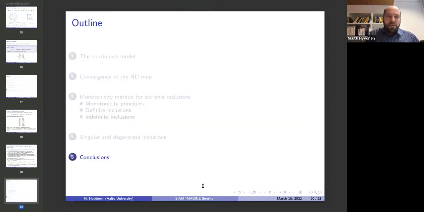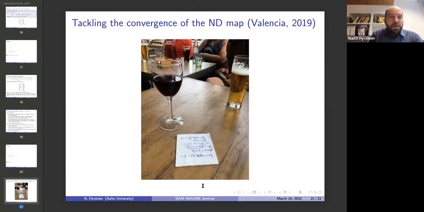And finally, conclusion. Although this is a really well organized seminar series, and it's nice to give talks here also, it would be really nice, as I mentioned to begin with, to actually get to actual conferences and work with physical people. So this is actually with Valentina, who's now postdoc in Genova. We were trying to figure out how these Neumann-to-Dirichlet maps converge in Valencia at the SIAM conference a couple of years ago. So this is a napkin, and there's really clever analysis on the napkin.